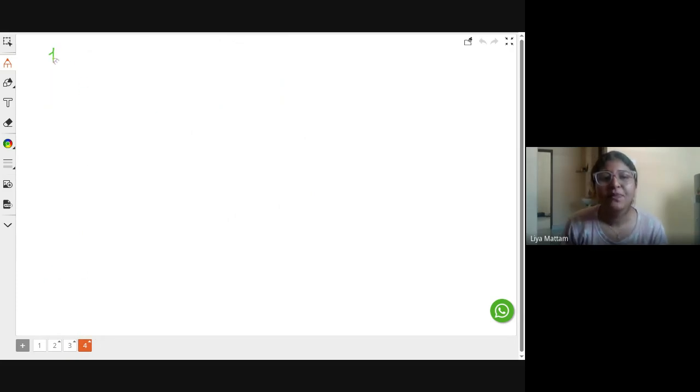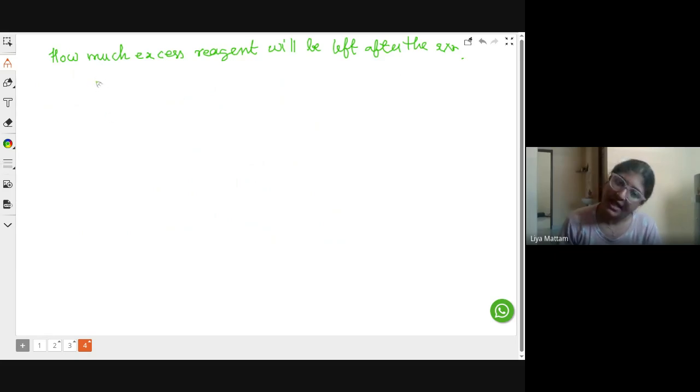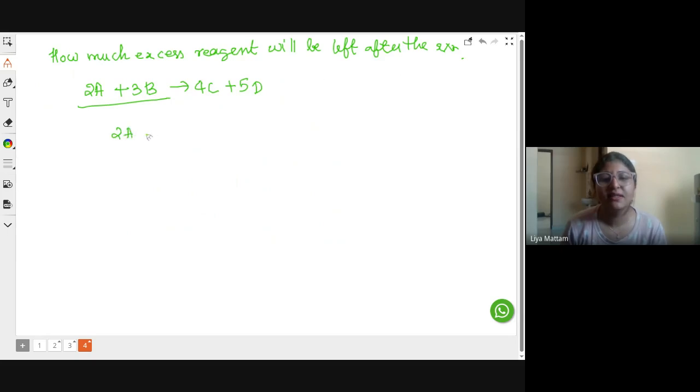So the question can be: how much excess reagent will be left after the reaction? This can be the question. How much excess reagent will be left after the reaction? We can again write the balanced equation: 2A plus 3B gives 4C plus 5D. Correct? So here we are taking into consideration these reactants. We know 2A reacts with 3B. Correct? This is according to what? This is according to the balanced equation.